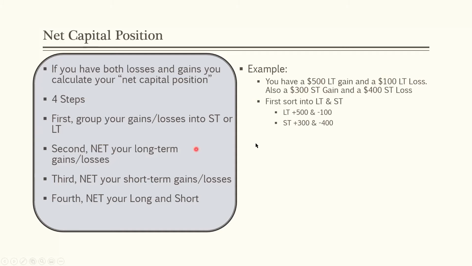Second, net your long-term gains and losses. So our $500 gain minus our $100 loss equals a $400 long-term gain. If this had been reversed, if we would have had a $100 gain and a $500 loss, we would have a $400 long-term loss. Then we're going to net our short-term, which we'll see here. We got a $300 gain minus a $400 loss, so we have a $100 short-term loss.